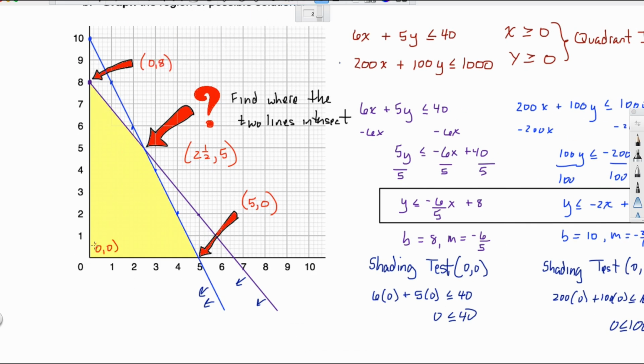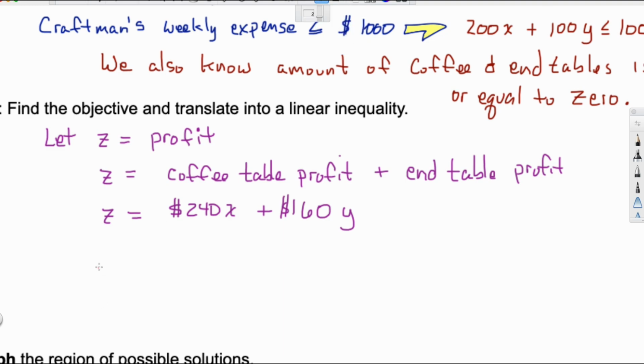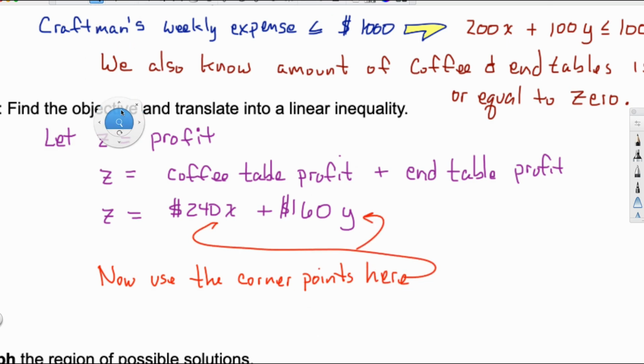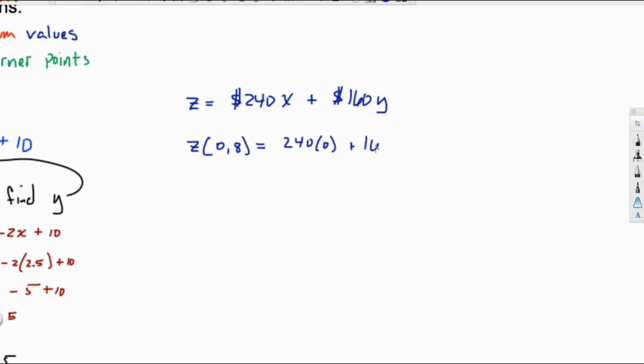Okay, so now we have our corners, and we need to go back and find our profit equation. This is our optimization function here, z equals 240x plus 160y. And we're going to substitute our values for x and y from the ordered pair into this function. So let's rewrite it here. And now let's check our corner point of (0, 8). That means we're going to have 0 coffee tables and 8 end tables. And that will return us a profit of $1,280.